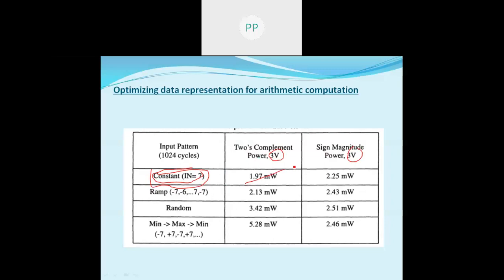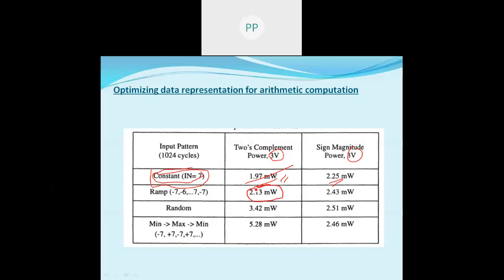Here again, the performance of the two designs is compared. The two designs are operated at a 3 volt supply level, and the power requirements have been compared for different sequences of input voltages. If a constant input signal keeps coming to this accumulator, then the two's complement performs better than the sign magnitude version. Since the signal is not changing sign, the switching activity will not be very high, and therefore the power requirement is less.